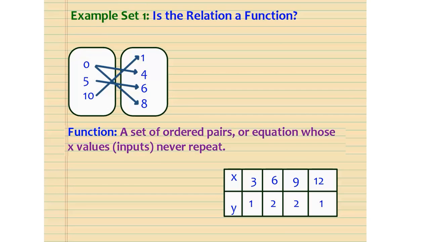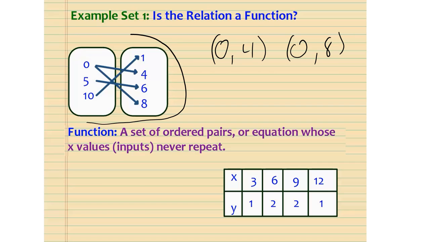So when we need to determine if a relation is a function, we want to see if any of the x values are repeated. For example, if we look at 0 here, we can draw an ordered pair of 0, 4. We can draw an ordered pair of 0, 8. I already know that this relation is not a function, because if I put in 0 for x, I could get 4 for y, or I could get 8 for y. And that means it is disqualified from being a function.